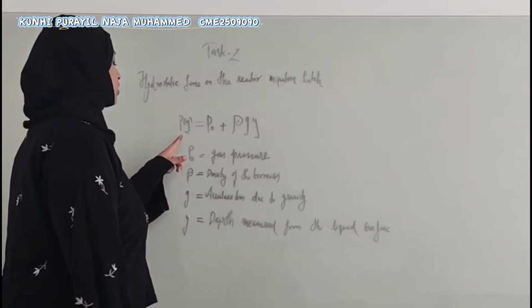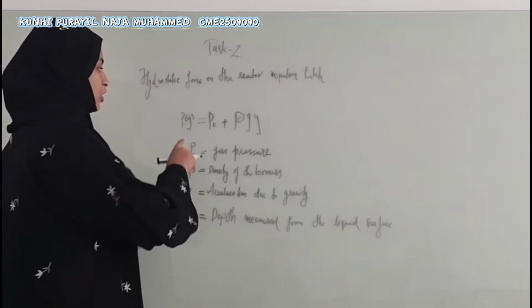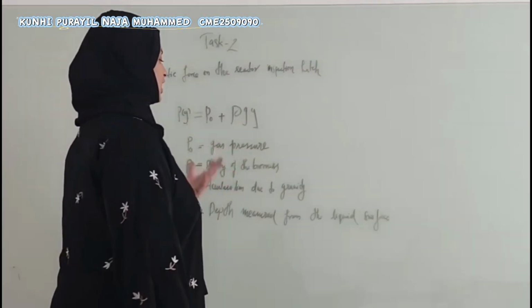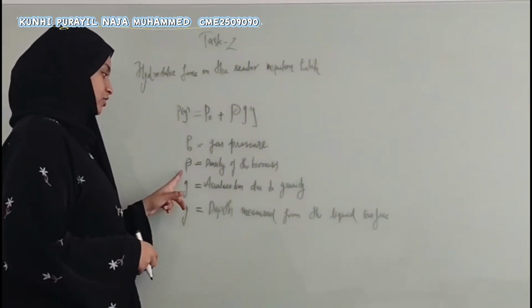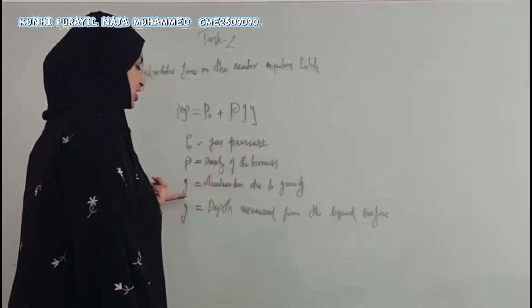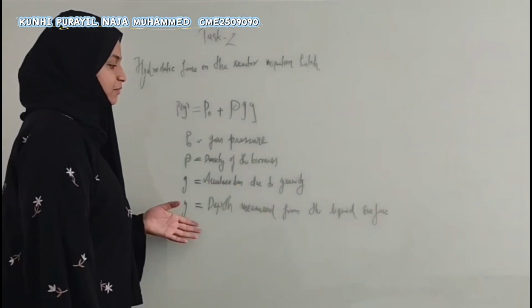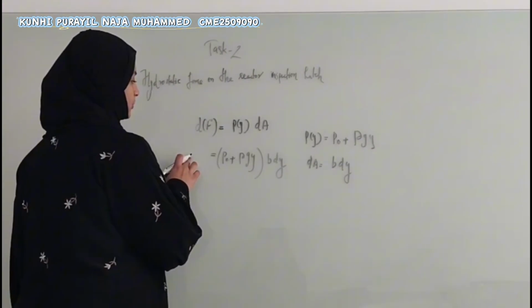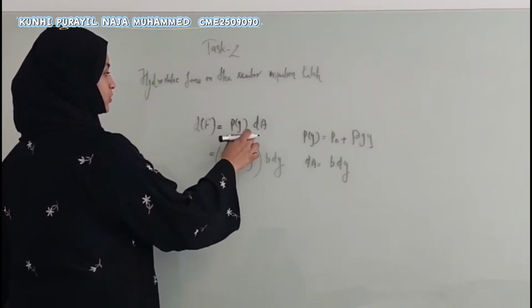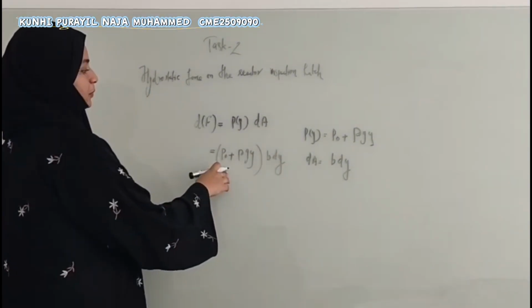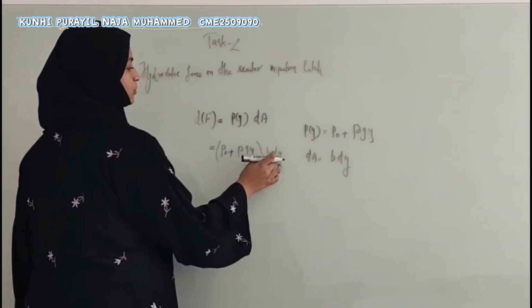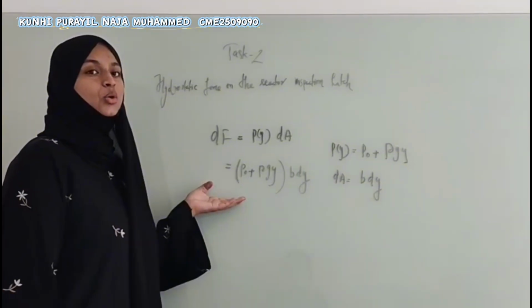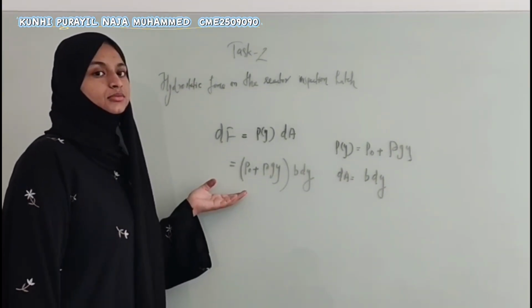The pressure acting on each strip is given as P(y) equals P0 plus rho g y, where P0 is the gas pressure above the slurry, rho is the density of the biomass, g is the acceleration due to gravity, and y is the depth measured from the liquid surface. So the force acting on each strip is dF equals P(y) times dA, that is equal to (P0 plus rho g y) times b dy. By integrating the equation from the top to the bottom of the hatch, we can obtain the hydrostatic force. So let's move to the calculation.